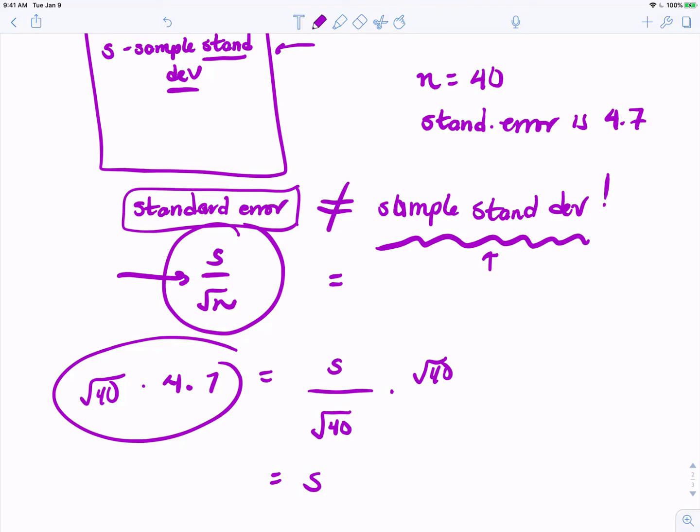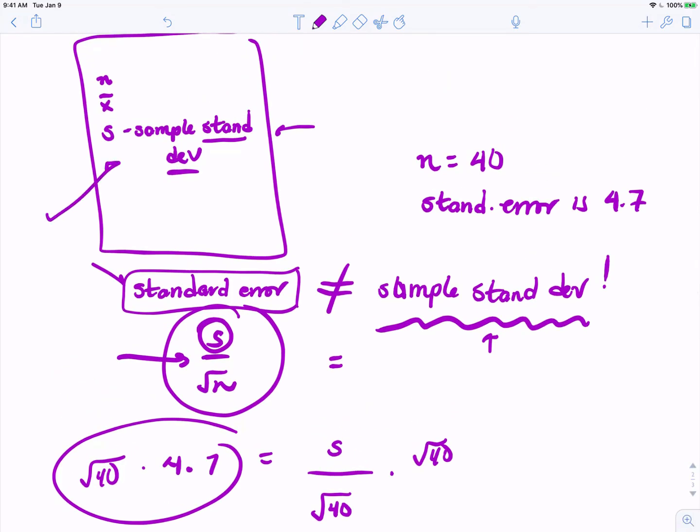The reason this doesn't come up in real life, and the reason I'm not going to dwell on this, is because notice, in order to compute the standard error, you had to know s. And if you knew s, then what the heck? You just put it right into StatCrunch. You don't need to solve for it.